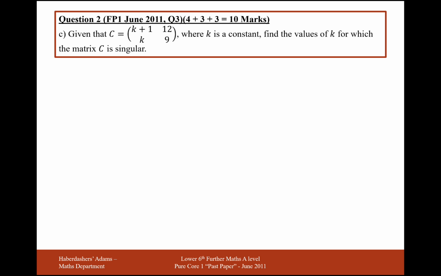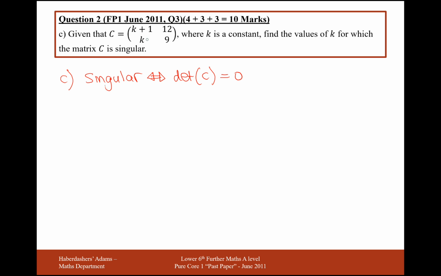Moving on to the last question, given that k plus 1, 12, k and 9 are constant values, find the values for which k makes the matrix C singular. Now, for a singular matrix, this means that it doesn't have an inverse, and when it doesn't have an inverse, then the determinant of the matrix is 0. So I've just got to find which values of k will make this matrix have a determinant of 0.